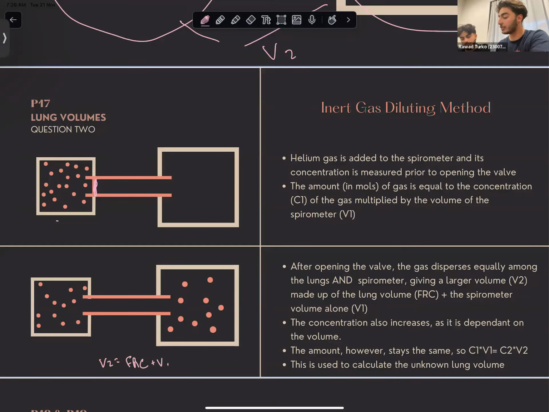The concentration also decreases, sorry, this should say decreases, as it is dependent on the volume. The amount, however, stays the same. So C1 times V1 equals C2 V2. This is used to calculate the unknown lung volume, whether it's RV or FRC, and they should tell you in the question. Even if they don't, the choices are all going to be numbers. They're not going to say the RV is this, the FRC is this. So just select whatever number you get based on this calculation.